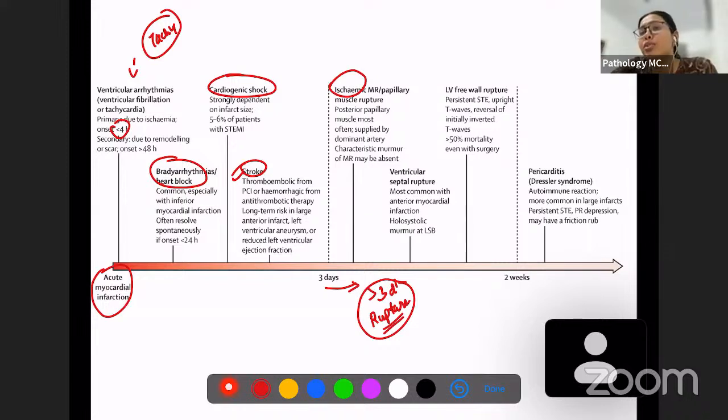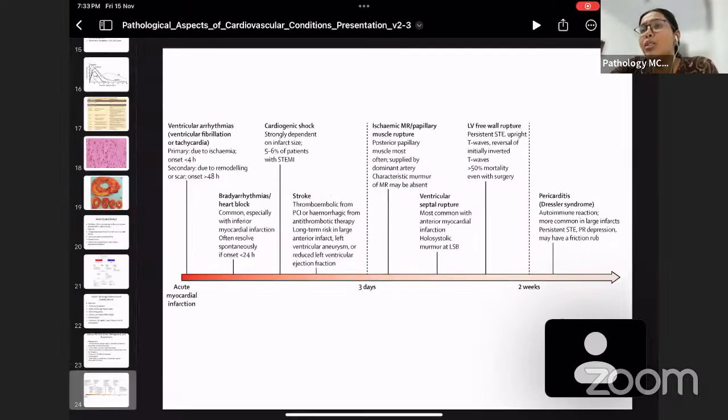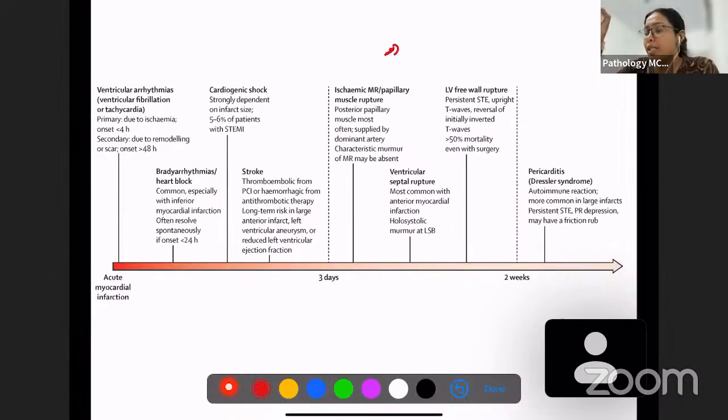Papillary muscle rupture. The papillary muscle is the muscle which is present between the left atrium and the left ventricle, attached to the mitral valve. So this can result in papillary muscle rupture because of ischemia to the wall. The wall doesn't get enough blood supply and can result in rupture. Then you can have ventricular septal rupture. We know the ventricular septum is between the right ventricle and the left ventricle.